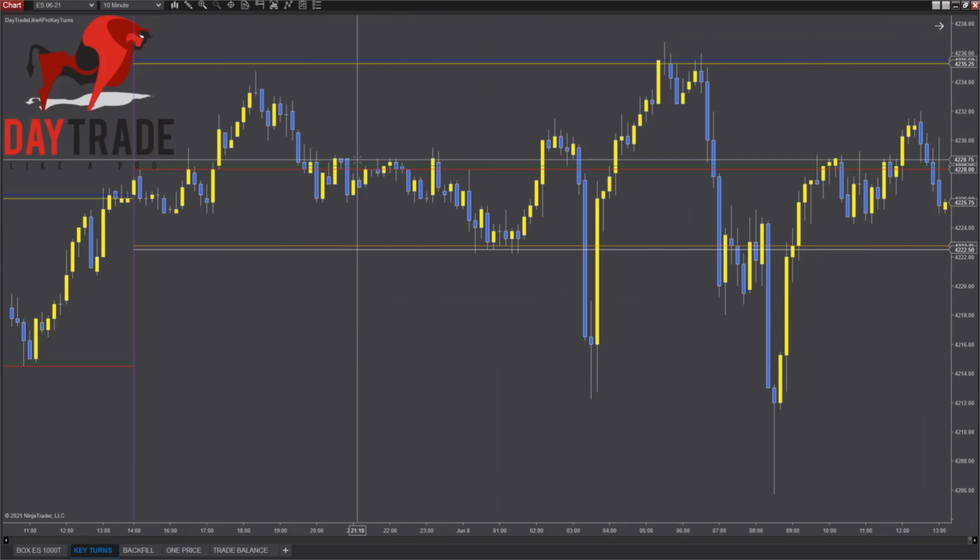So sometimes on key turns you have one, you have two, or you even have three prices. You don't ever have more than three, and you don't ever have less than one. But basically up here we're buyers, down here we're sellers. That's how this is built to work.